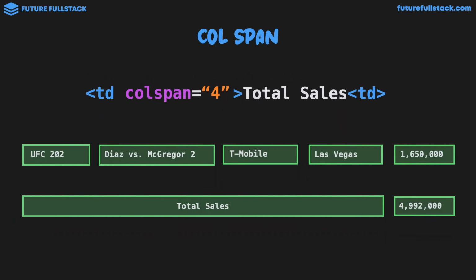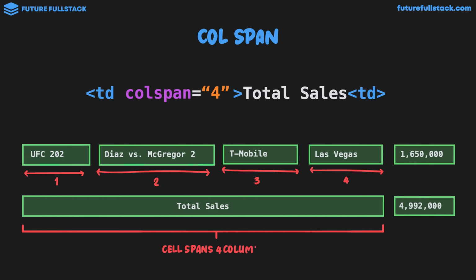We need to work out the number of columns we want our cell to span. Total sales is spanning 1, 2, 3, 4 columns. So we need the cell to span 4 columns. And you can easily work this out visually. Let's go and update our table in VS Code.